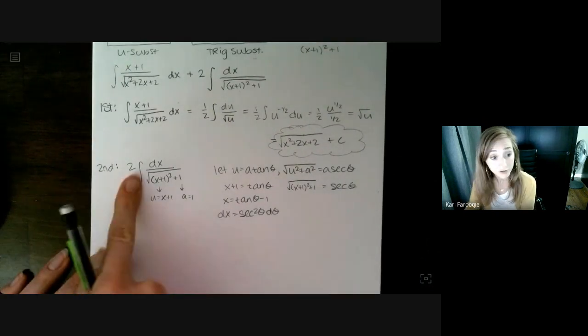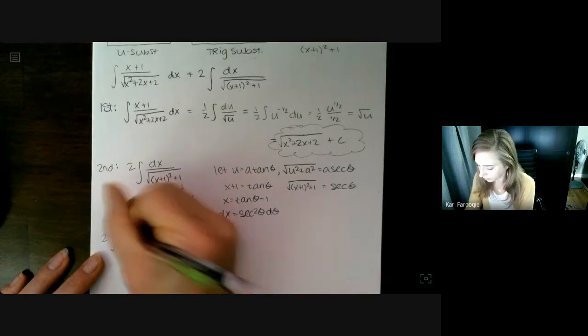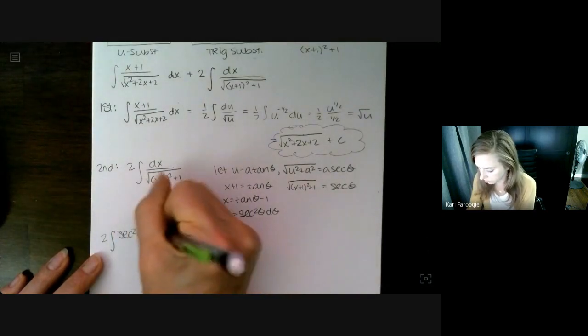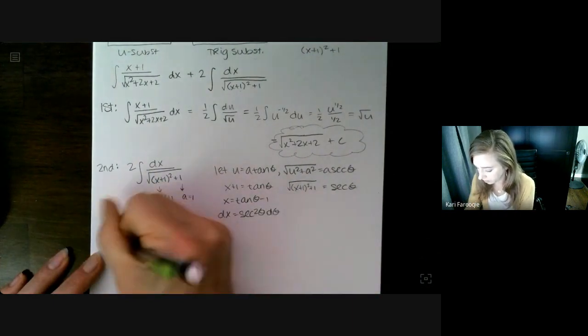All right, we've still got this 2 in front of the integral, the constant multiple. I'm just going to bring that down. dx is secant squared theta d theta. And then in the denominator, I just have secant theta.